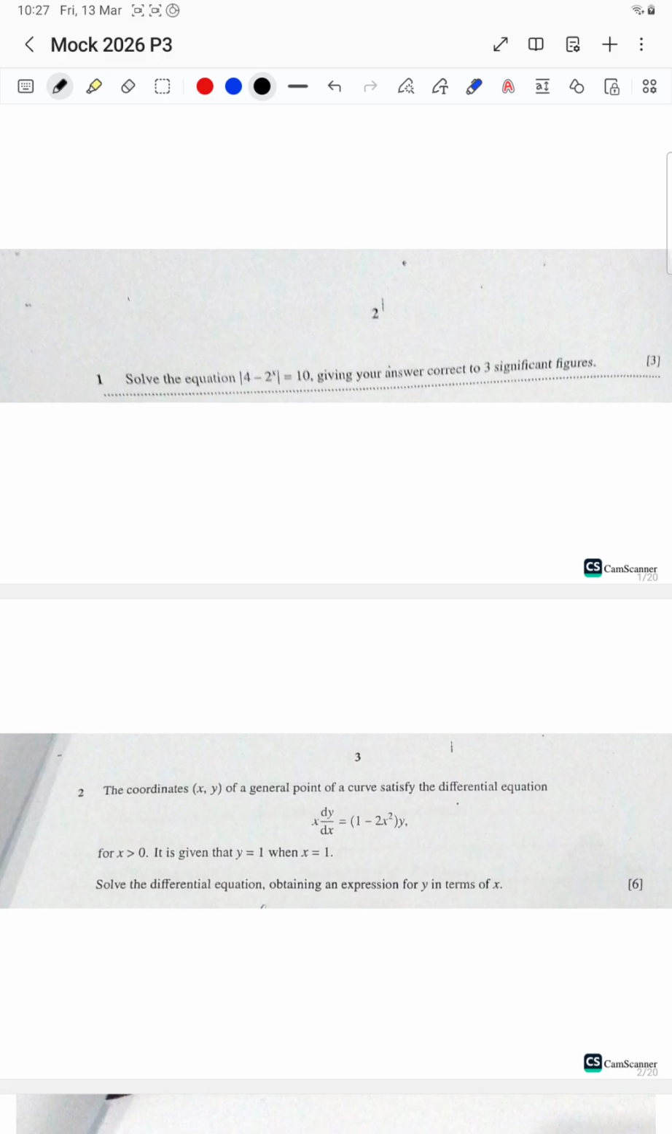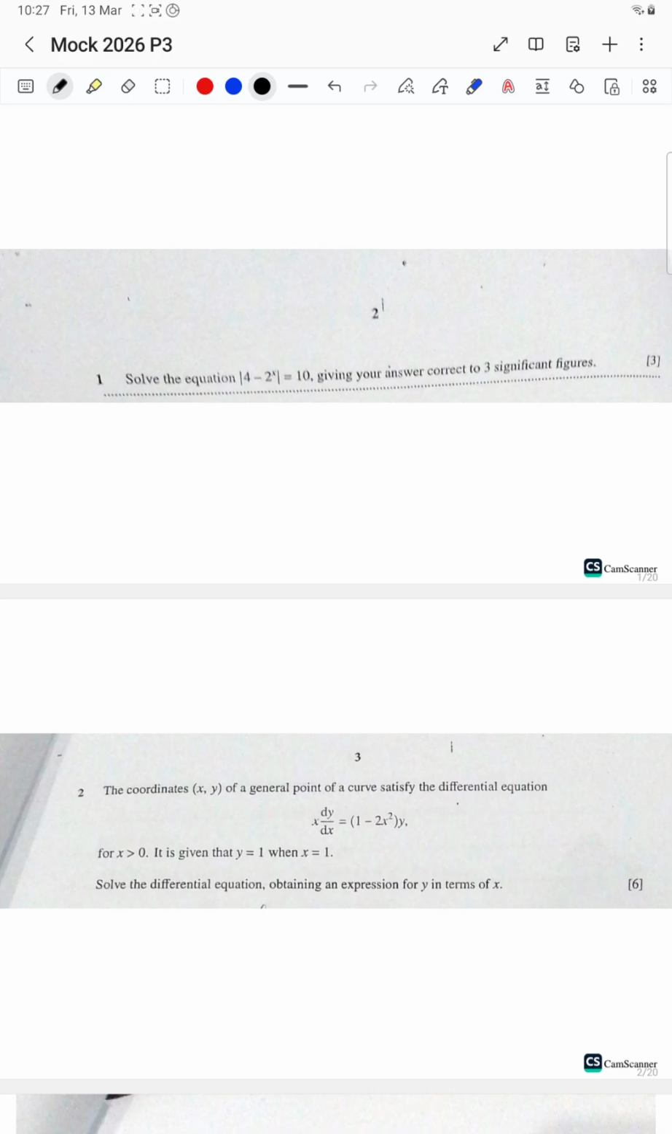Guys, here I'm going to discuss with you the mock exam taken by us in school for the session of March 2026. Here goes the discussion of the paper.